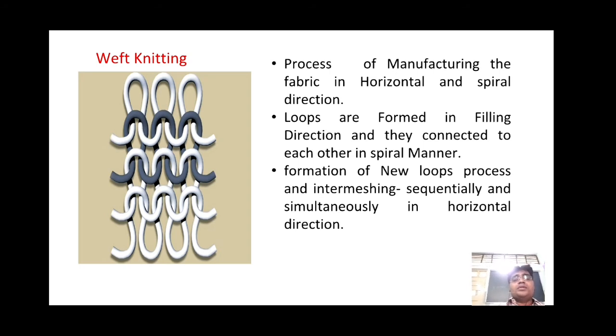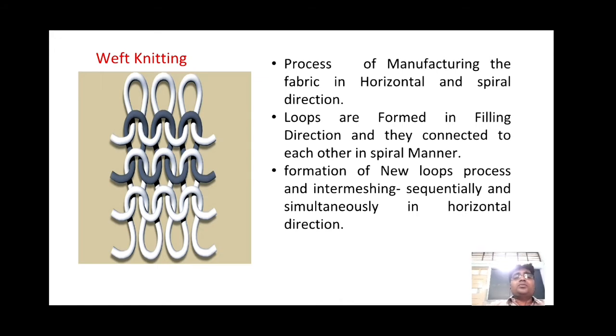Try to recall that video we have seen right now. In that video, if you observed very carefully, the formation of the yarn into a loop is in the horizontal direction, and connecting the new loop with the previous loop is in a spiral manner. So here the loops are formed in a horizontal direction and these are connected to each other in a spiral manner, and this knitting is known as weft knitting.